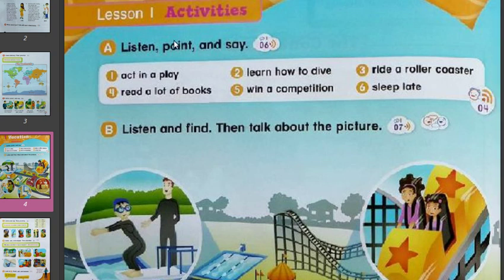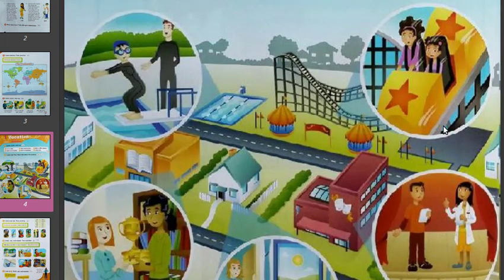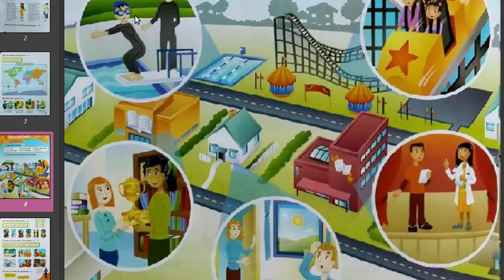So, okay. We have here vacation. 1. Act in a play. 2. Learn how to dive. 3. Ride a roller coaster. 4. Read a lot of books. Win a competition and sleep late. Below here you see a lot of pictures. So as example we have here the picture: learn how to dive, ride a roller coaster, act in a play, win a competition.